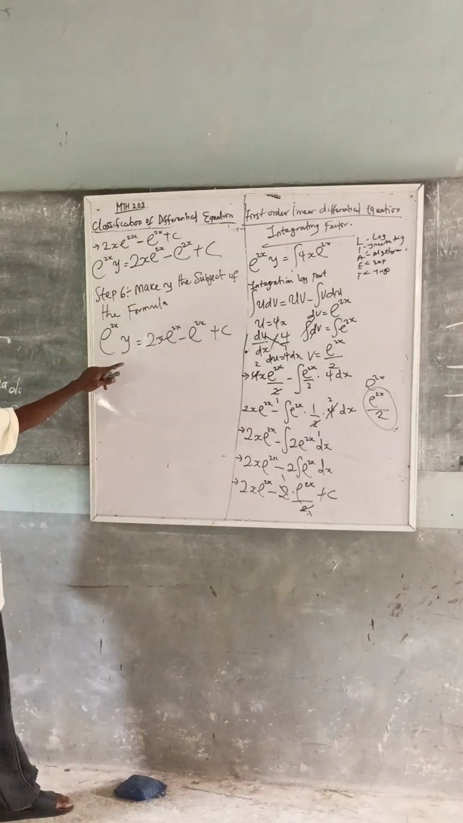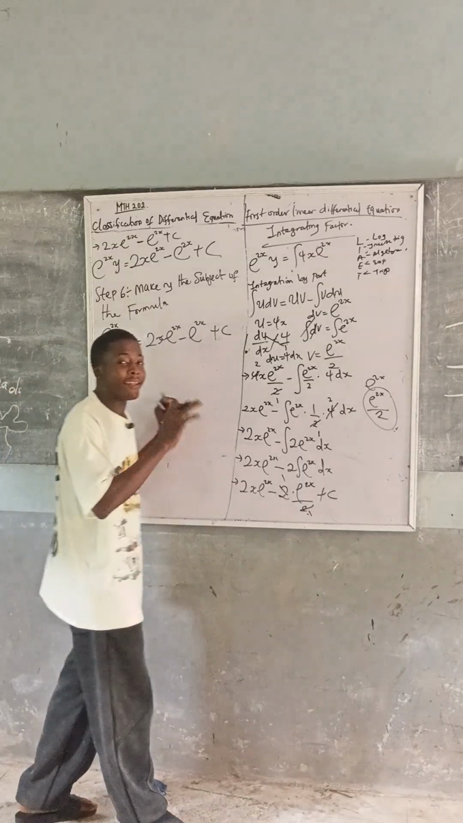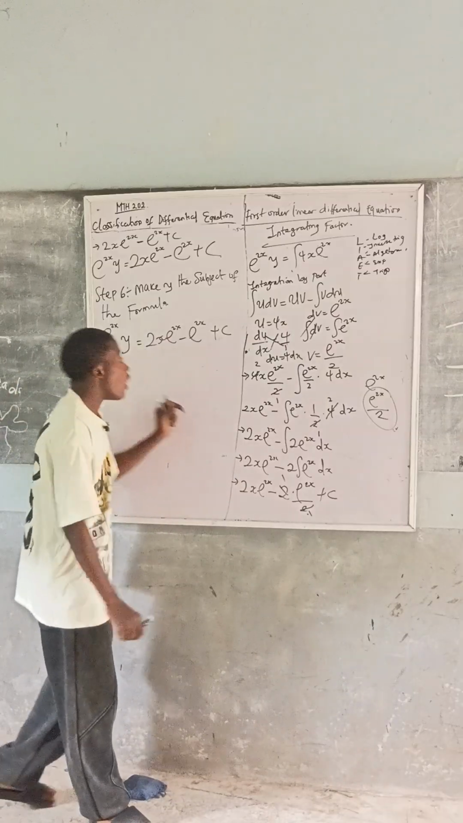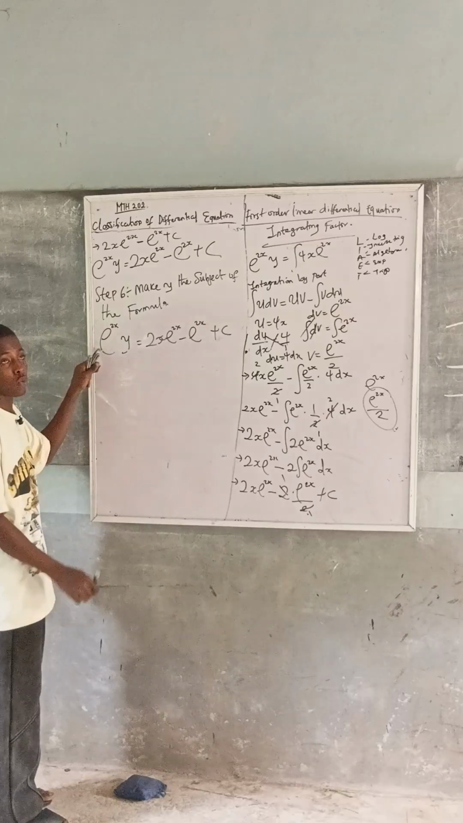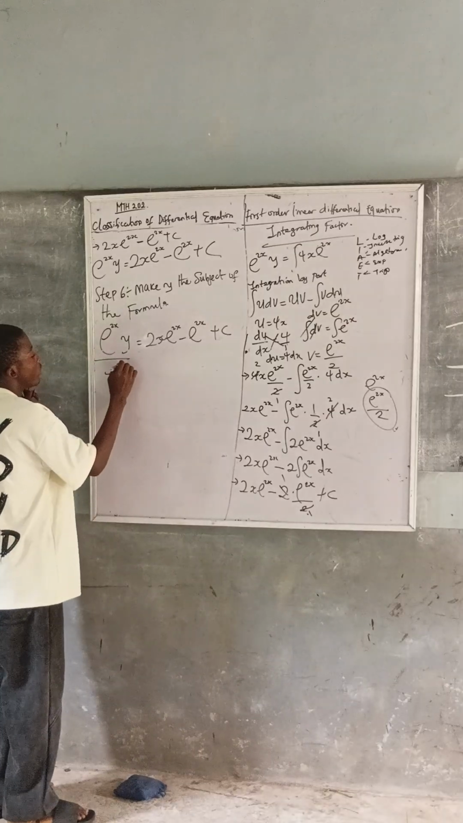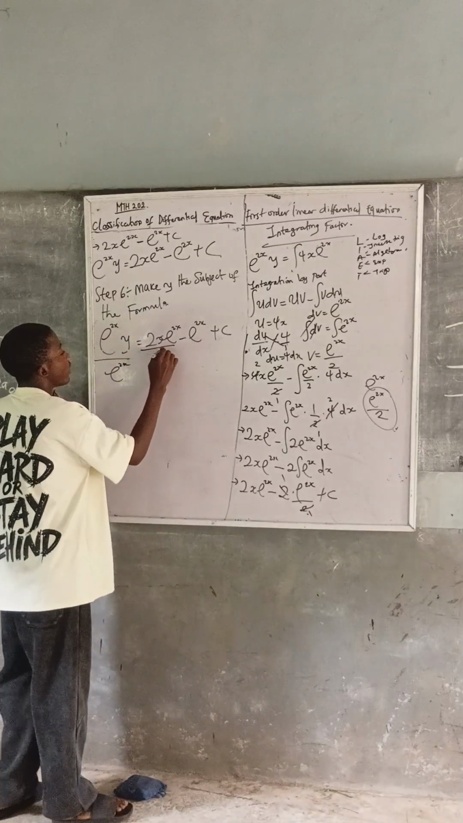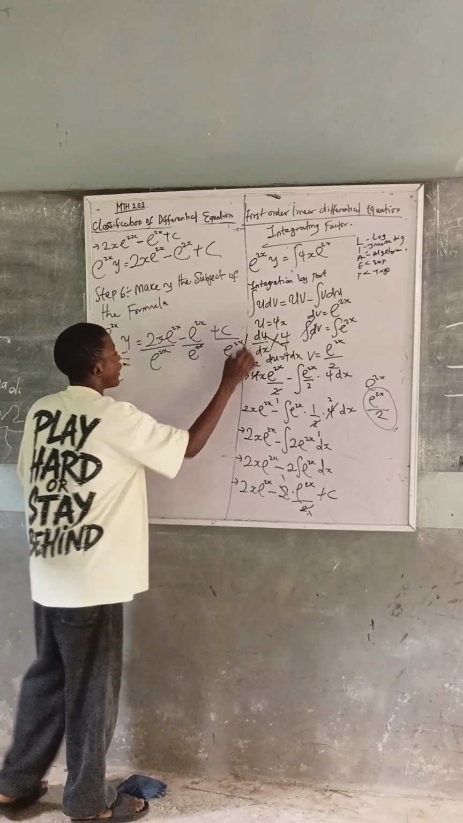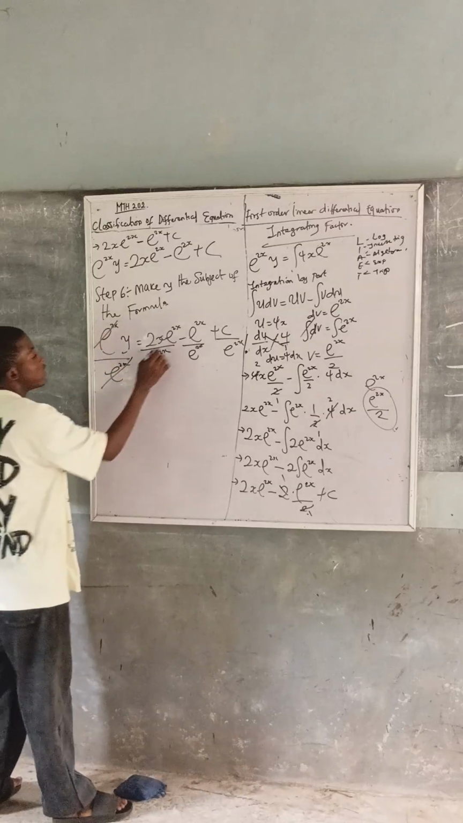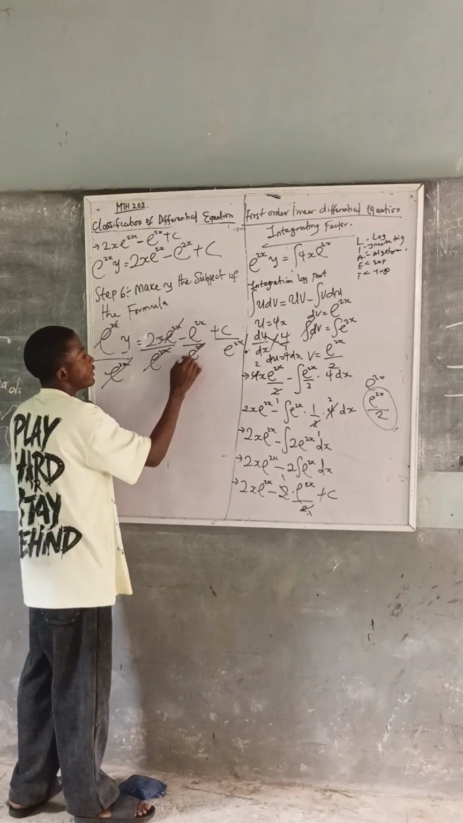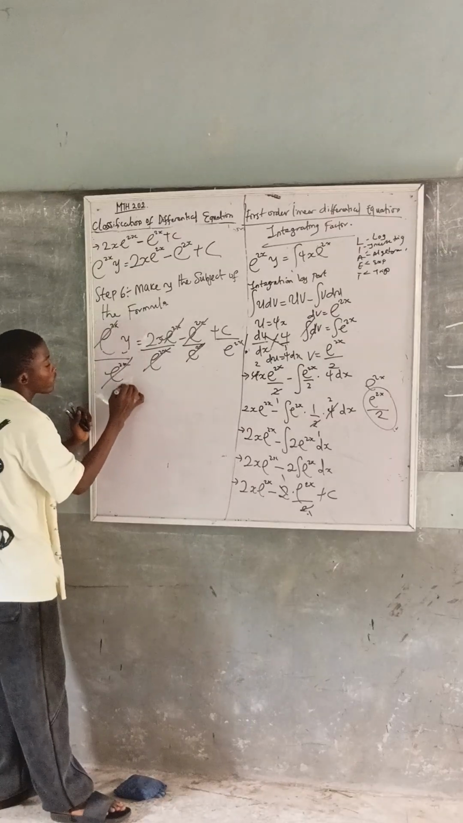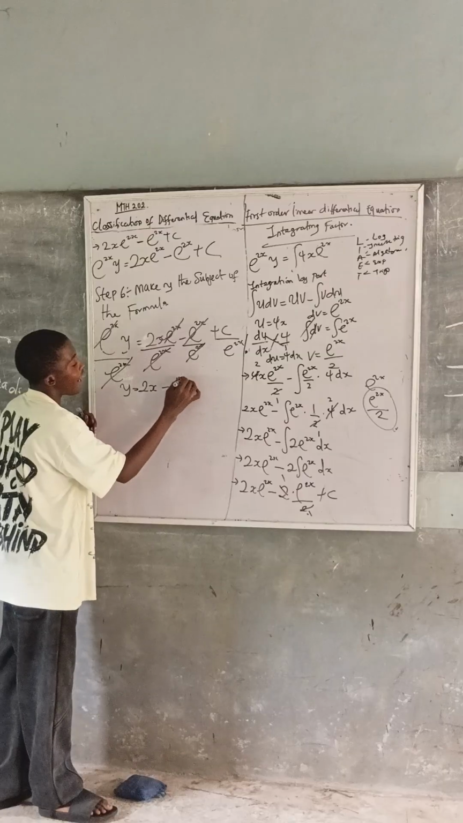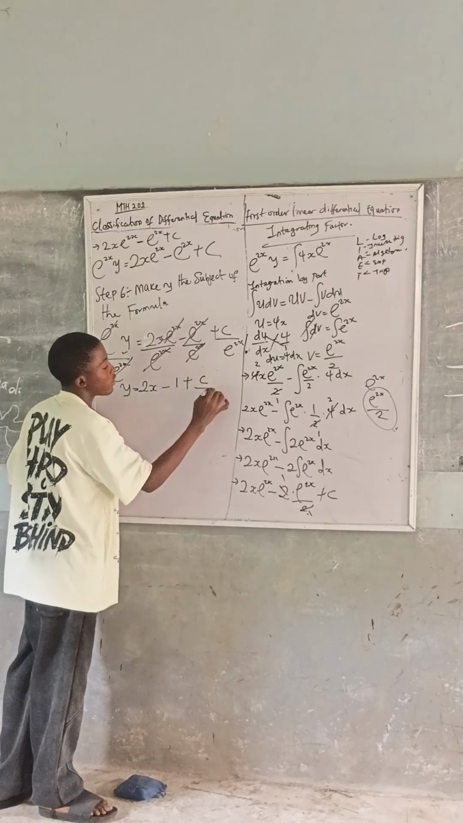If you are to make y the subject of the formula, we have to divide everything all through by the coefficient of y. What is the coefficient of y here? Exponential 2x. Divide both sides by exponential 2x. Exponential 2x cancels this, exponential 2x cancels this. So we are left with y equal to 2x minus 1 plus c over exponential 2x.